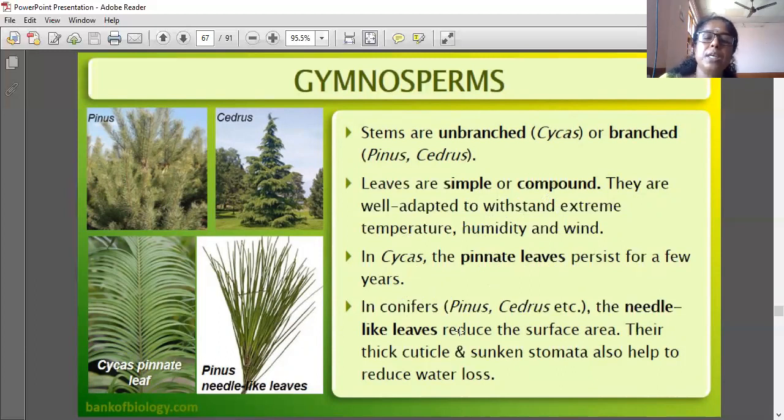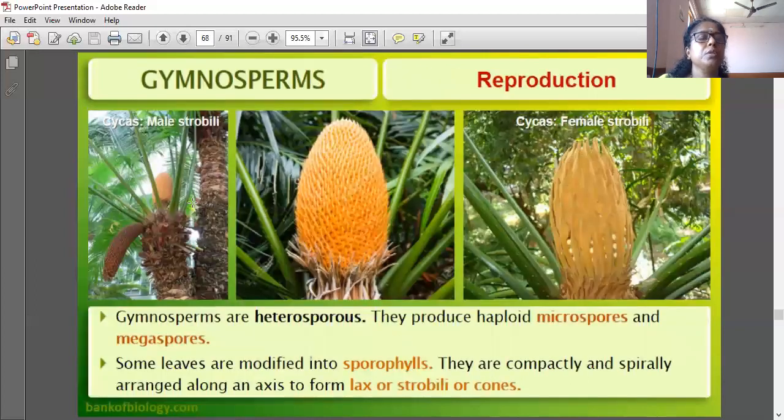In conifers, the needle-like leaves reduce the surface area. Leaves are needle-like only, so if the surface area is reduced, then what will happen? The loss of water through transpiration is minimized. Along with the reduced surface area, their thick cuticle and sunken stomata also help to reduce water loss.